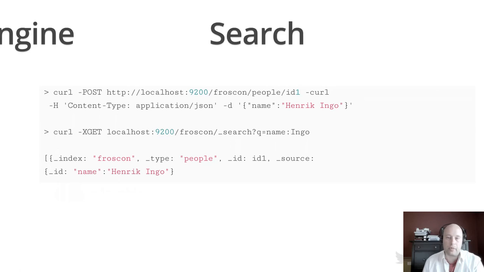And in the result set at the bottom, you can see that it's not just the name that is returned, but there is also the index name, which in other databases would be called a table, but in the search engine focuses on the index, so called FrOSCon here. And the index would be maybe like what other databases call the database. And then maybe the type of record would be people. And then the ID of the record here is ID1. And this is because in the first row I used FrOSCon and people and ID1 in the REST URL.